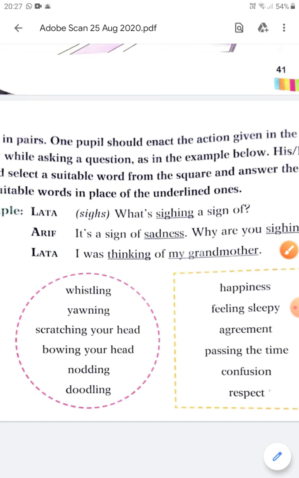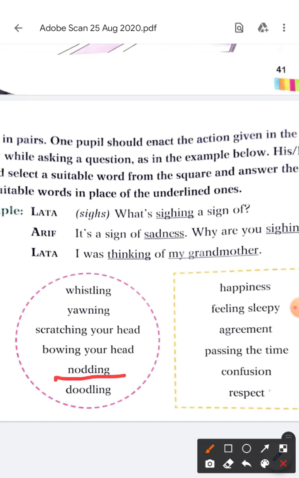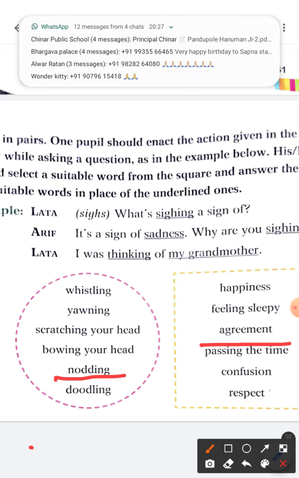What's nodding a sign of? Nodding your head. When you agree with somebody. Oh yeah, you are right. Oh no, you're wrong. So when you nod, when you show your agreement, then you nod your head.